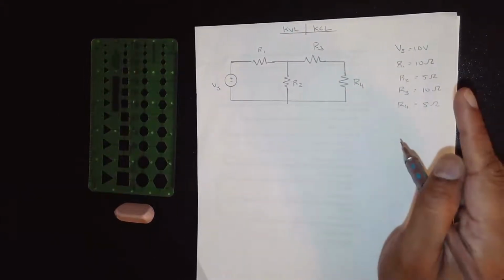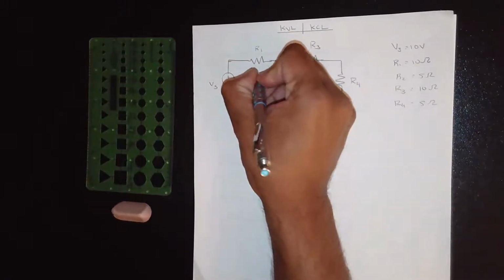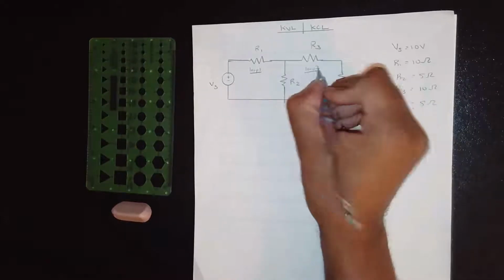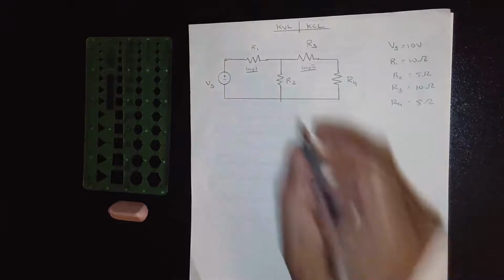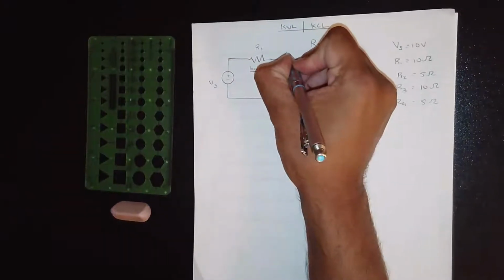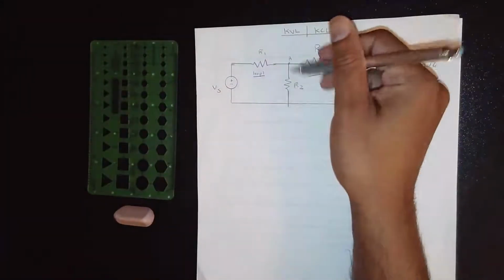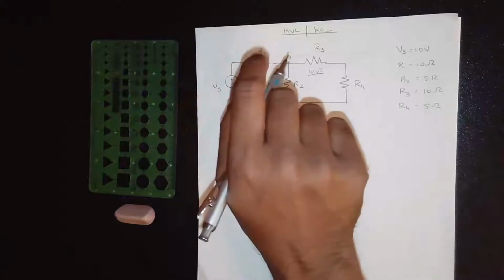So step 1 is identify the loops. So this is loop 1 and this is loop 2, right? Just like we did in the previous video. Second is to identify the nodes. Again, this is node A. Now, again, we'll review why you don't do a second node here and why it cancels out, but we'll do that in a later video.